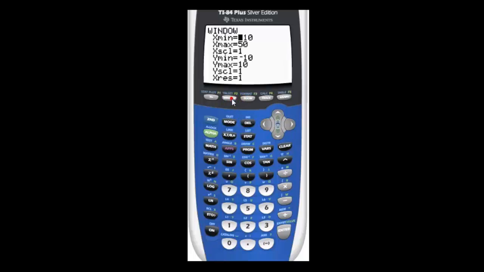So let's try to change the y minimum. Remember, because this went down 60. So if I need to go down to at least negative 60, I might as well try negative 100. Let's see how that looks.